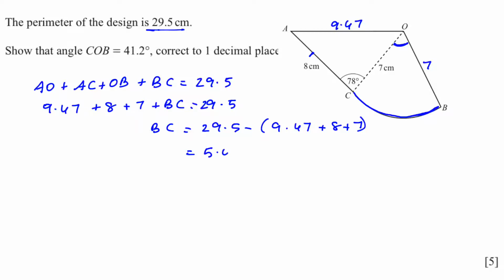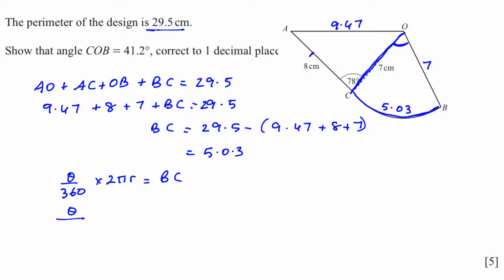Therefore, BC is equal to 5.03. This is a sector. In a sector, if you want to find the arc length, we use the formula theta over 360 multiplied by 2 pi r. That will give us your BC.